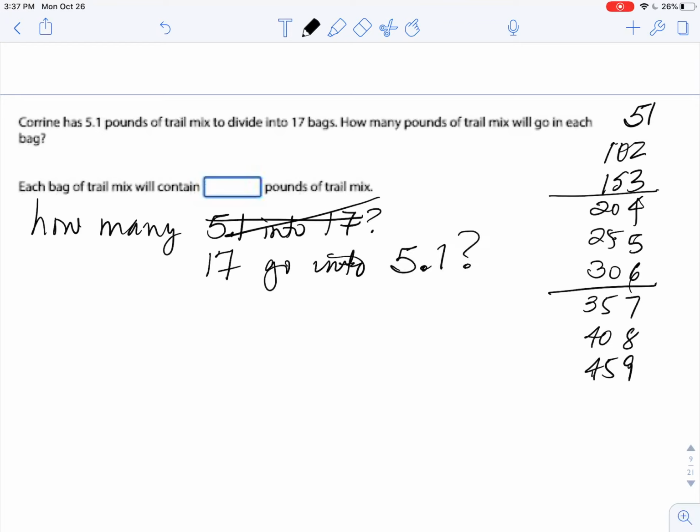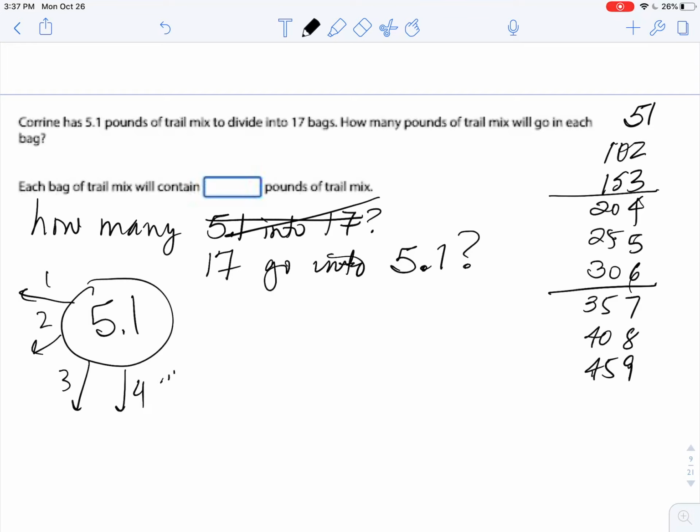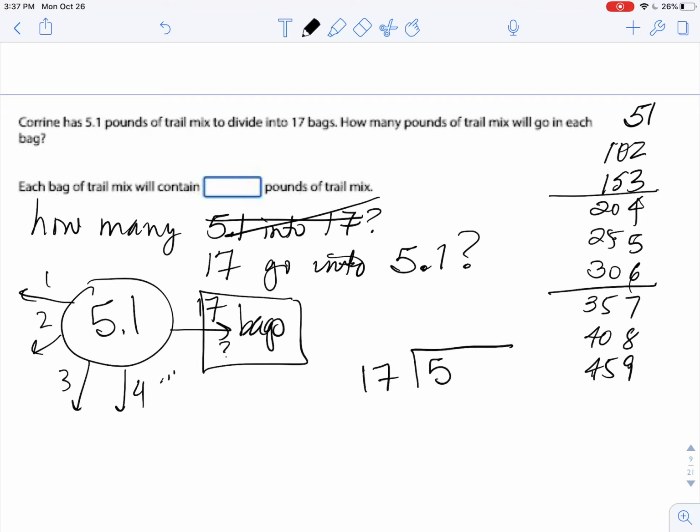5.1? We're taking 5.1 pounds and we're putting it into 1, 2, 3, 4, 17 bags. And we want to know how much is in each bag. So that is 5.1 divided by 17. So that 17 goes into 5.1. Bring the decimal point up.